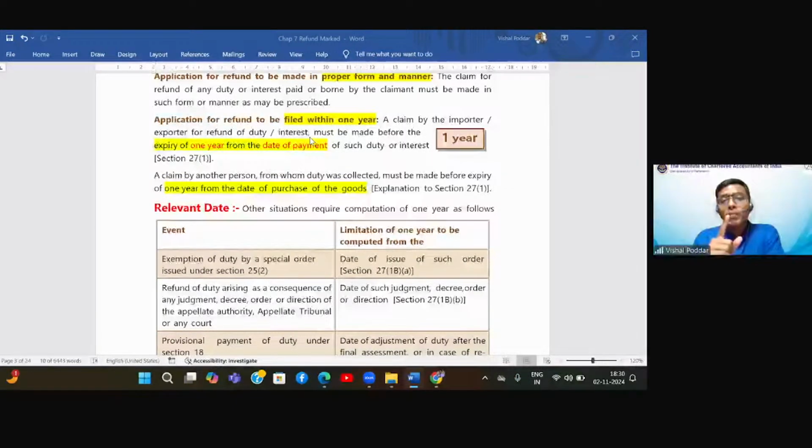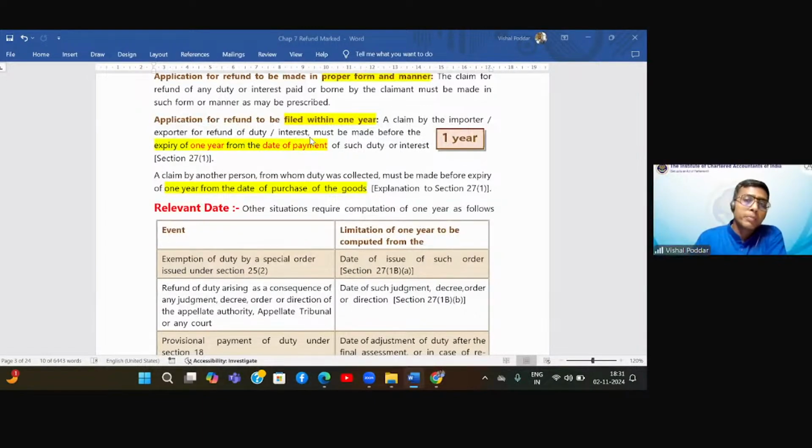But this rule is applicable for the importer exporter, who is the person who has paid the duty. However, as we discussed at the start, it may happen that the goods have been sold by this importer exporter in future, and the tax burden has been shifted by them and recovered from their buyers. In such a scenario, the buyer is the person entitled to make a refund application following the principle of unjust enrichment. I hope you remember that. Anyways, we are going to discuss in detail also.